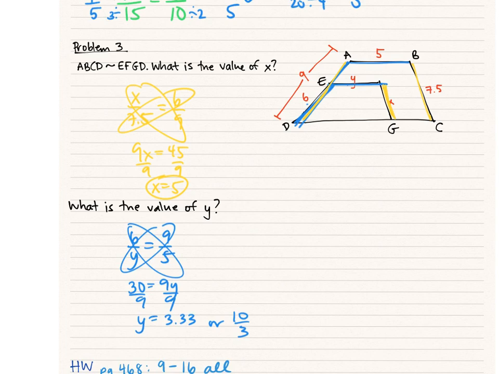And that looks like it makes sense, right? It's just good to check these and make sure it makes sense. This would be 5, and this is 3.33, and that looks about right. That goes down by a little, that goes down by a little. Okay.